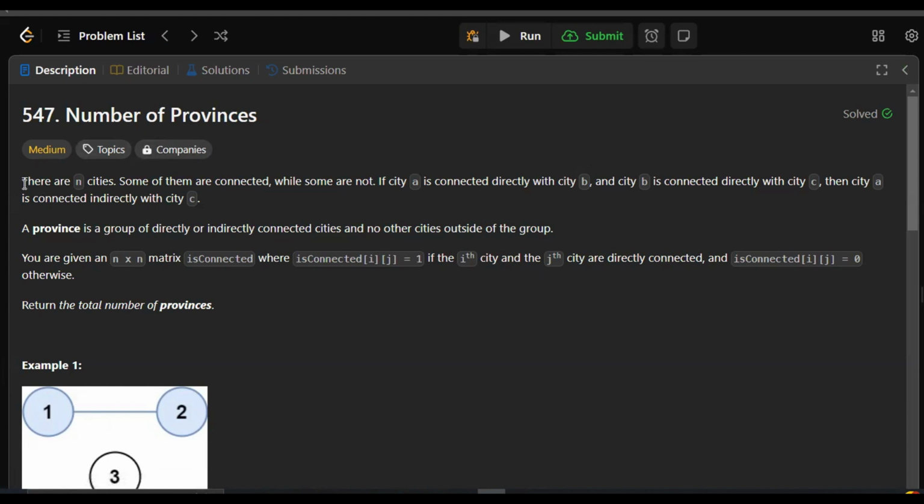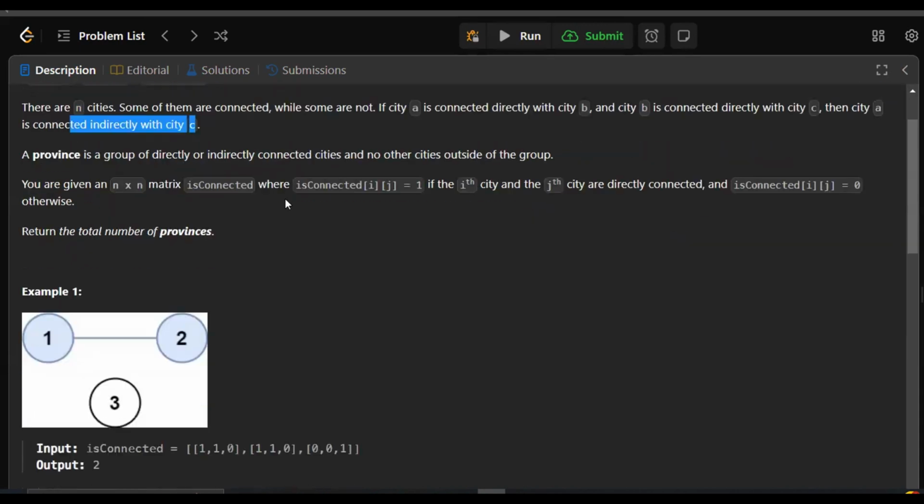In this problem, there are n cities, some of them are connected and some of them are not. And if a city A is connected directly to a city B and city B is connected directly with a city C, then we can say that city A is connected indirectly with city C. Now, a province is a group of directly or indirectly connected cities and no other cities outside the group.